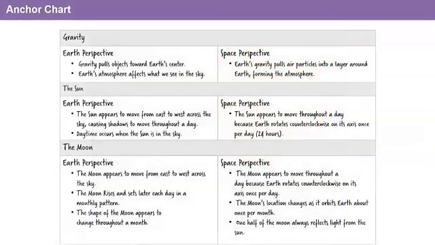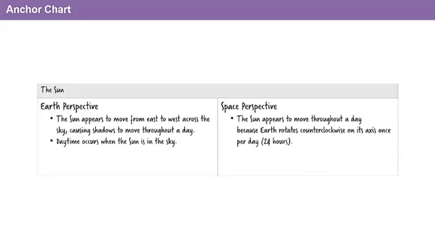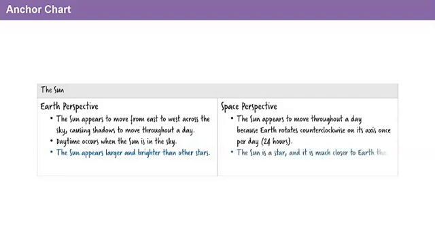We've learned a lot about stars today. Let's update our anchor chart. Wow, we've added information about gravity, the sun, and the moon. Let's look closer at the sun section of our anchor chart. Under the Earth perspective, let's add the sun appears larger and brighter than other stars. Great! And under the space perspective, we can add the sun is a star and it is much closer to Earth than other stars.